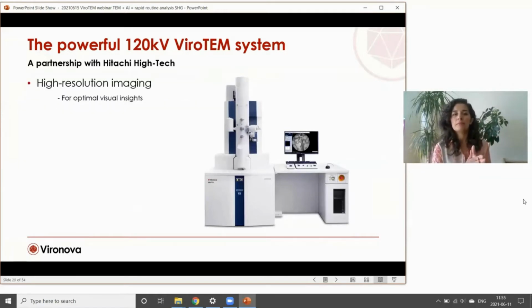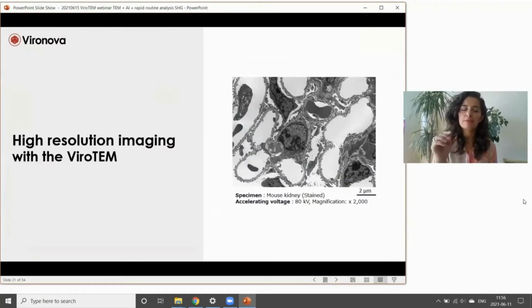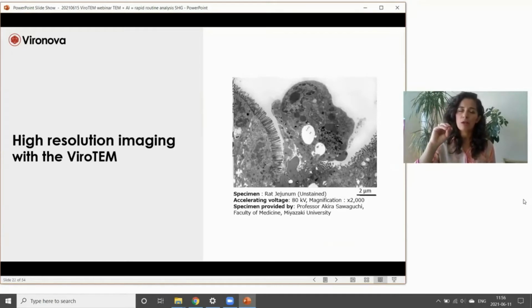Let me talk to you a little bit about the ViroTEM. It's a really powerful 120 kV electron microscope system. It can give you beautiful high-resolution images for optimal visual insights. You can see here some examples of this, the detail in some of these fine features, in this instance of mouse kidney, which gives you a sense of how precisely you can look at things like the HA spikes that I was just talking about, some of these finer details that are really important for the biological activity of your product.